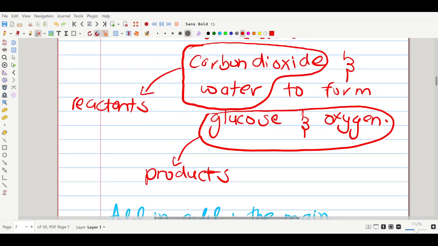So we're going to zoom into carbon dioxide and oxygen here, since these two are gases. And then we're also going to talk about water. We're also going to talk about glucose.